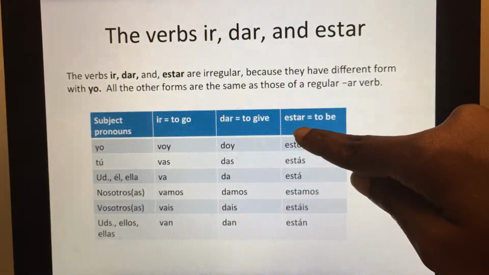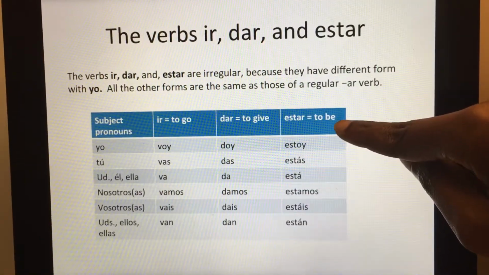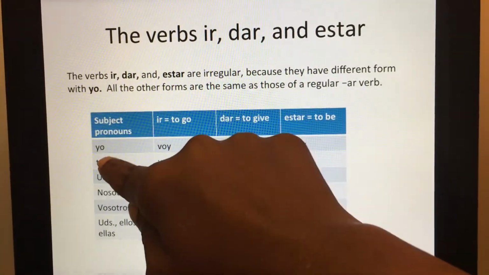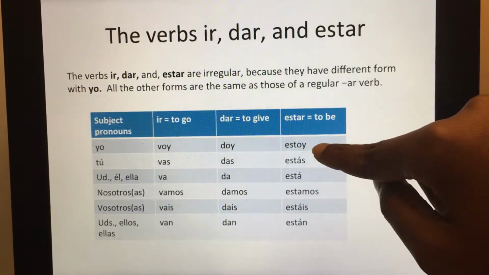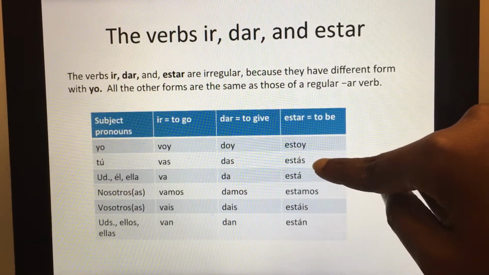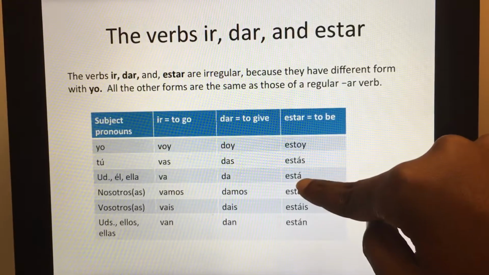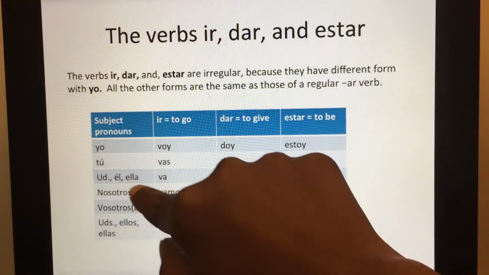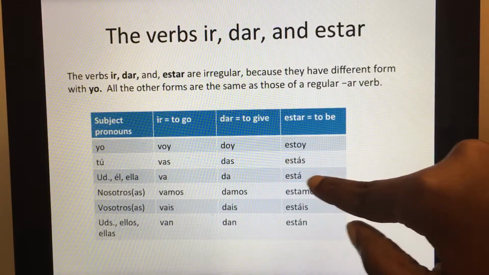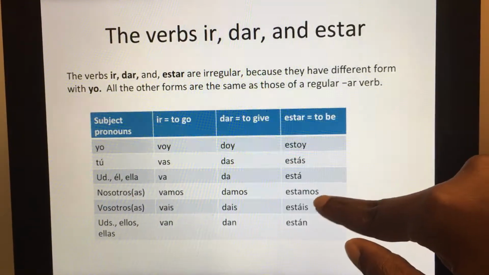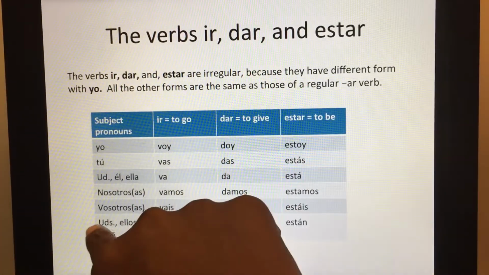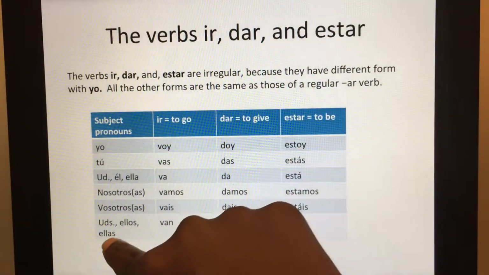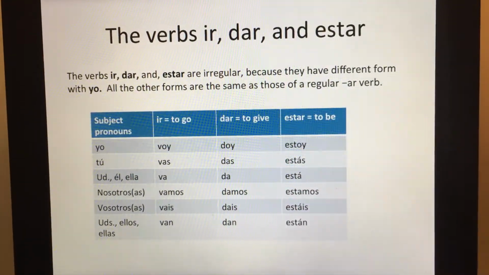And then we have the verb estar, which means to be. In the previous lesson, you learned another to be verb, ser. Yo estoy. Estoy means I am. Estás, you are. Usted está, you are. Él está, he is. Ella está, she is. Nosotros estamos. Estamos means we are. Ustedes están. You all are. Ellos, ellas están. They are.